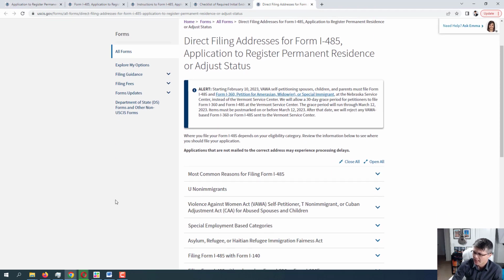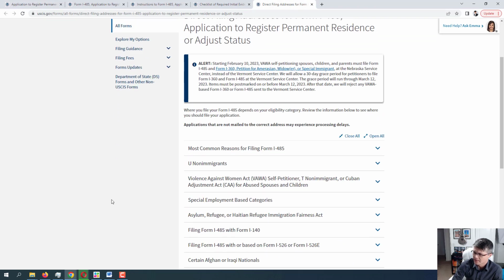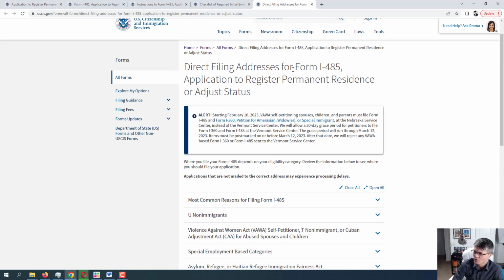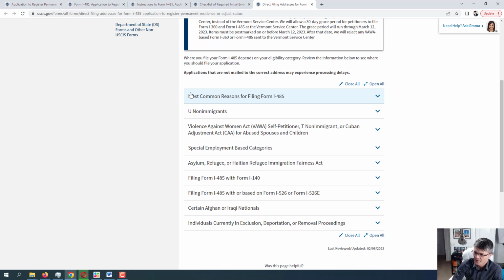Let's see. So we've got the direct filing address for Form I-485, Application to Register Permanent Residence. As you can see, based on whichever category you're applying under for your green card, for your permanent residence, you will probably have a different address. In our case, it was the asylee, John Doe from Brazil, and the asylum refugee category. There you go.